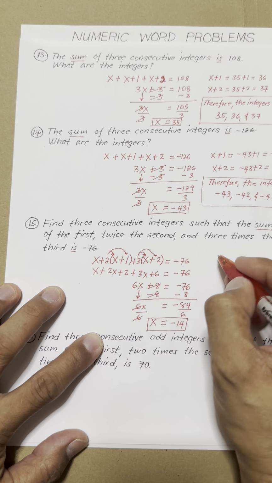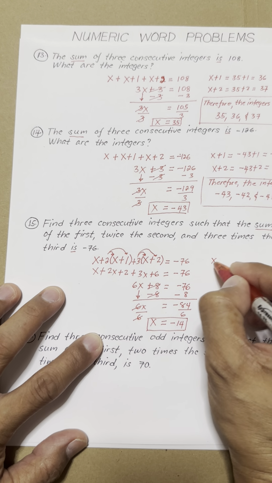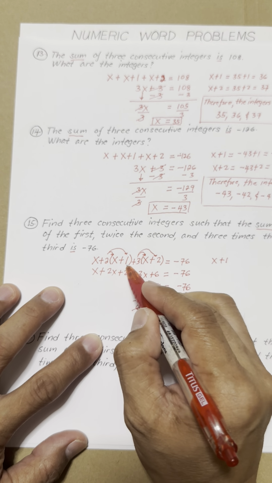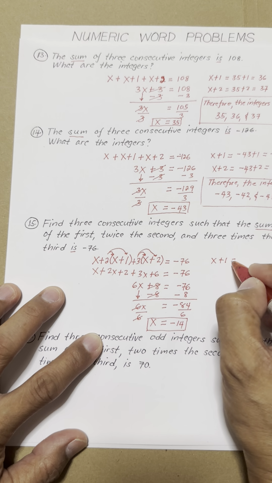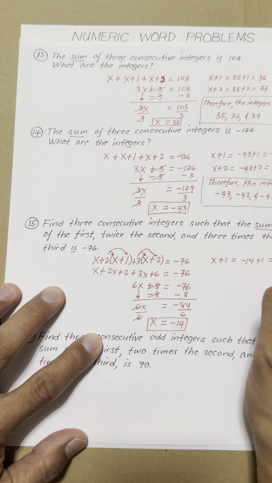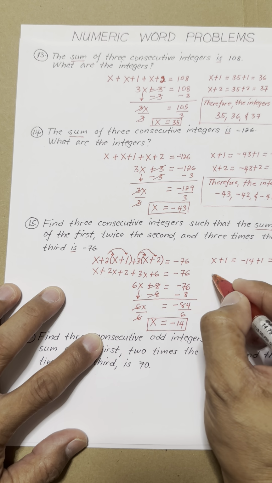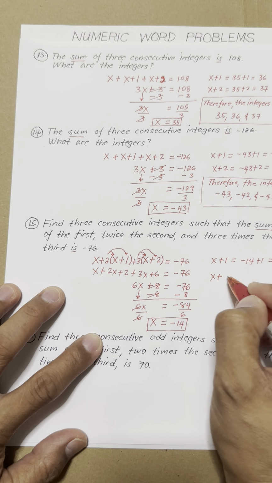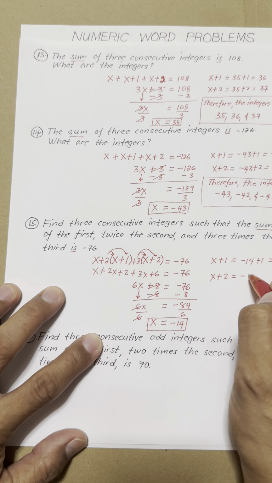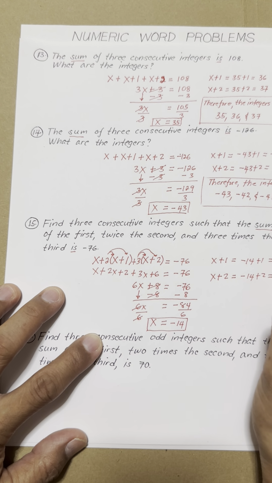And to solve for the second integer, we have x plus 1. This is our second integer, x plus 1, our x equal to minus 14 plus 1 equal to minus 13. And the third consecutive integer is x plus 2, this one. So our x is minus 14 plus 2 equal to minus 12.